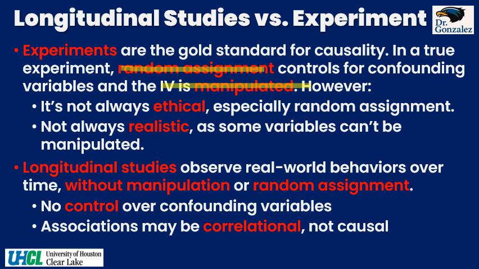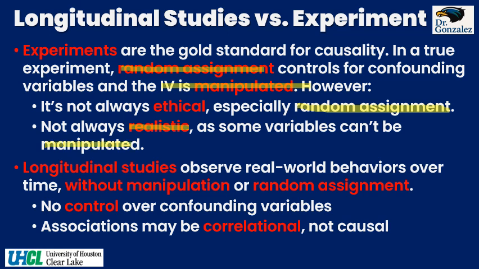The problem, however, is that we can't always do experiments. There's two reasons why. There's many other reasons, but there's two big ones. First, it's not always ethical, especially when it comes to random assignment. So think about some of the negative behaviors that we know of out in the world, like smoking cigarettes. I can't randomly assign pregnant women to groups and tell this group over here, you're smokers, you're going to smoke. I don't care if you've never smoked before, now you're a smoker. And this group over here, you're not a smoker. It's not ethical. And then it's also not always realistic because some variables we can't manipulate them.